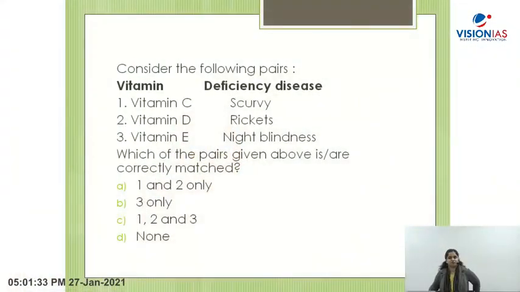I also have one UPSC question, which I want you to try and solve, just to check if you remember something which we did from the last class. UPSC follows a standard pattern of match the following type of questions. So let's see if you can answer these. Answer this one question.